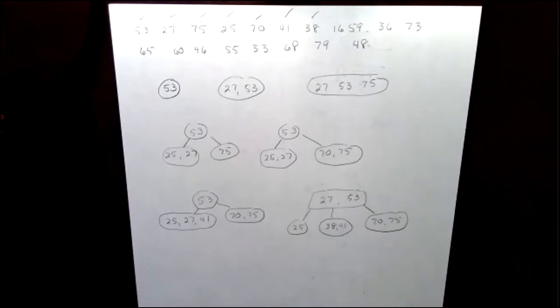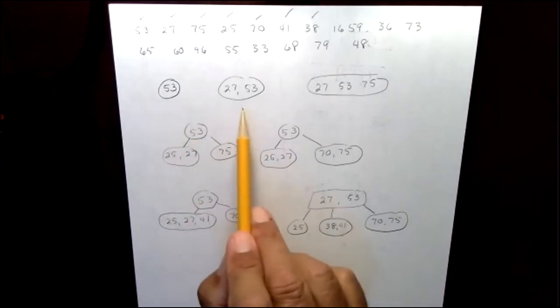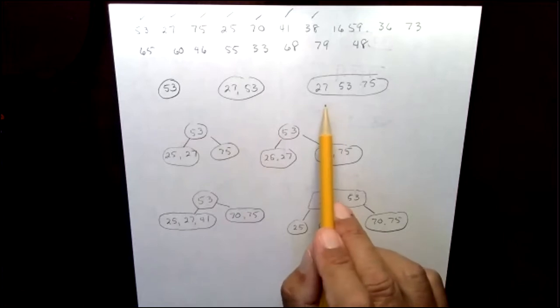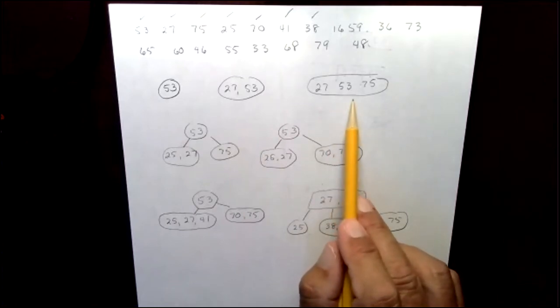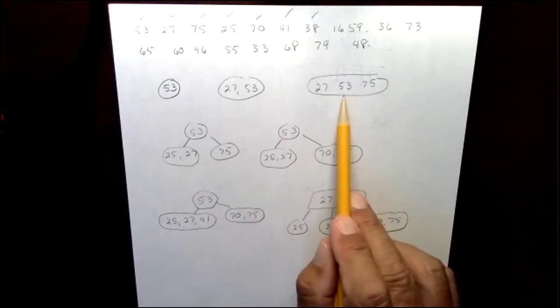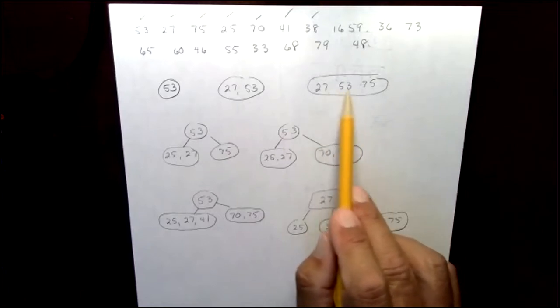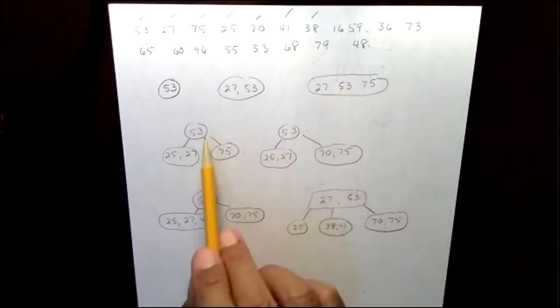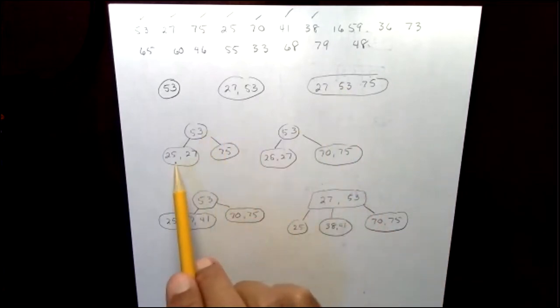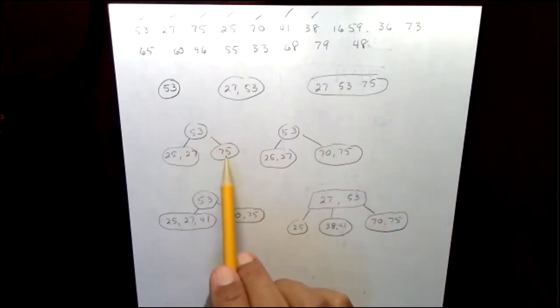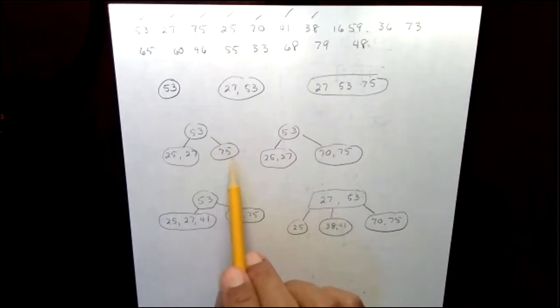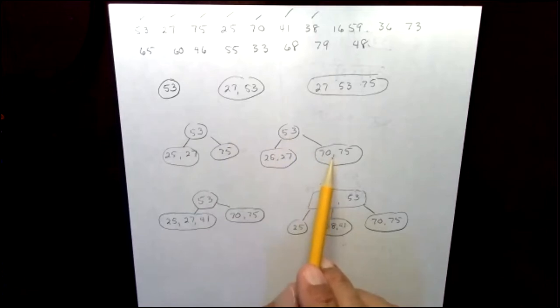All right, so redoing it again, I've already put in the first 7 numbers. The 53, 27 goes with the 53, 75 goes with the 27 and 53. The next number I try to put in is a 25, so I have to do the split and I leave the middle. The 25 goes with the 27, the 75 to the right. My next number is 70, goes to the right of 53.